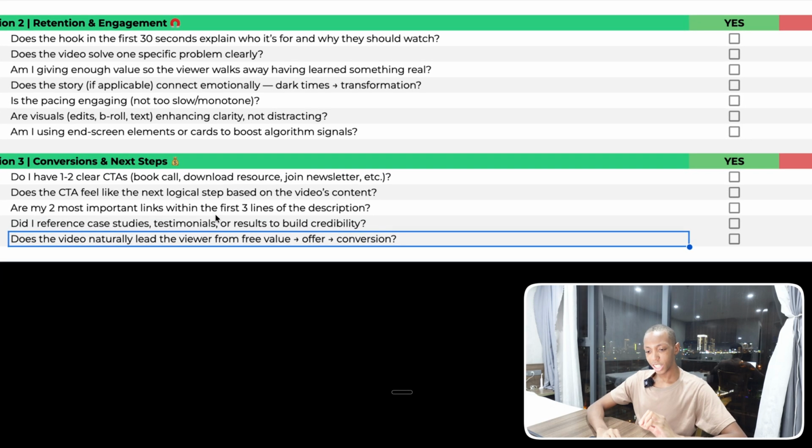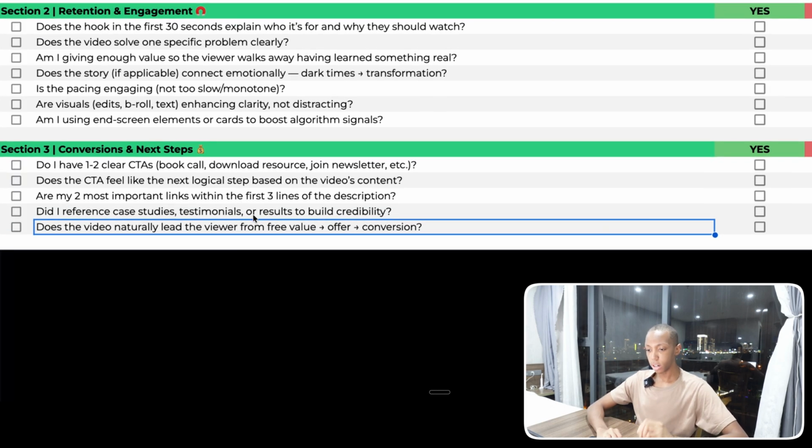And the last one for this section, does the video naturally lead the viewer from free value to offer to conversion? And of course, this is how you structure the actual script, which I go over in my free course. Actually, you can click this card in the top right of the screen, one of these 2 corners, you can check it out. And I pretty much just go into the script, exactly how to structure it, and I show a real life example of the script.